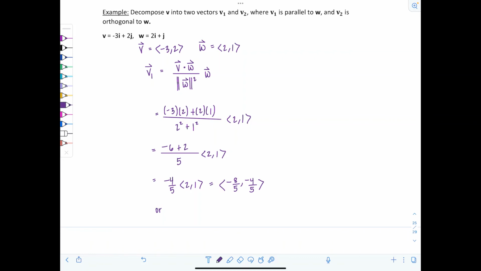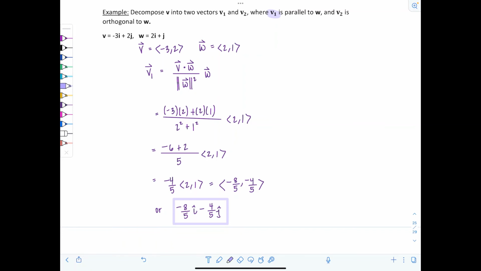Or if we want to write our answer using the unit vectors i hat and j hat, that would be -8/5 i hat minus 4/5 j hat. Okay, and since they gave me the problem using the vectors i hat and j hat, I'll write my final answer that way as well. Okay, so this is the vector projection of V along W.